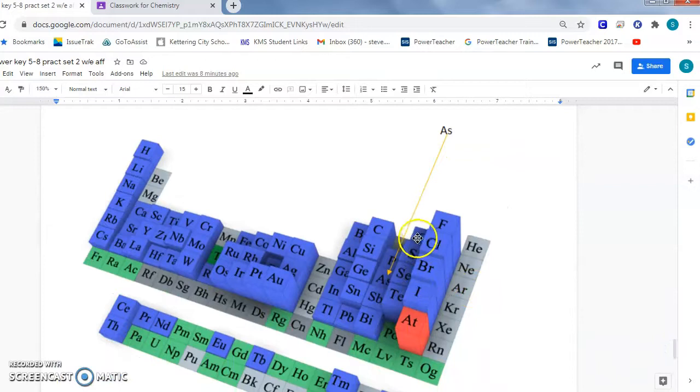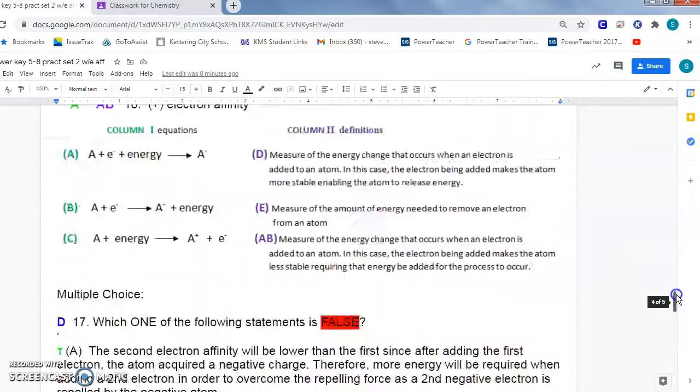Why is oxygen right here below sulfur? Because oxygen's almost too small. Now it goes sulfur down to selenium, down to tellurium. So here is where it starts to decrease, because they're all big enough where it's not as hard to force the electron in. So the bigger they get, the less attraction they have for the electron that's being forced in.